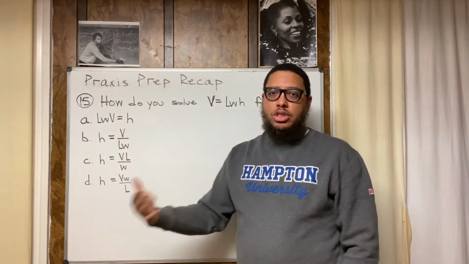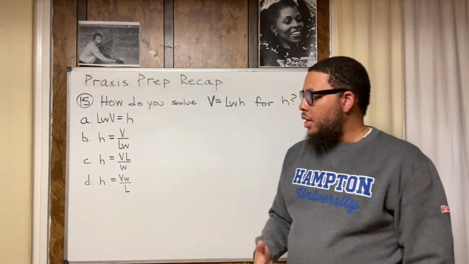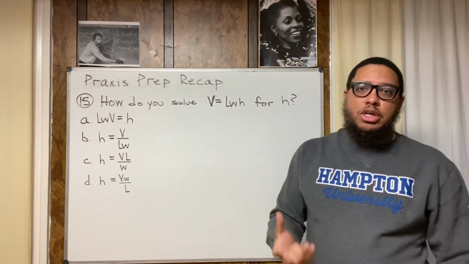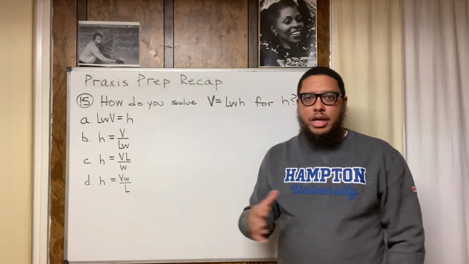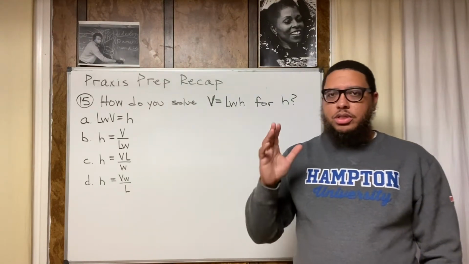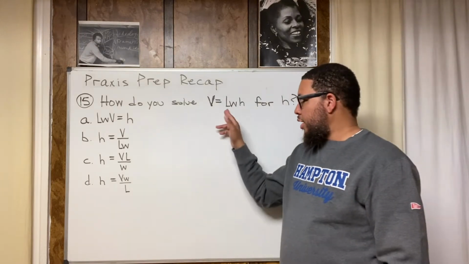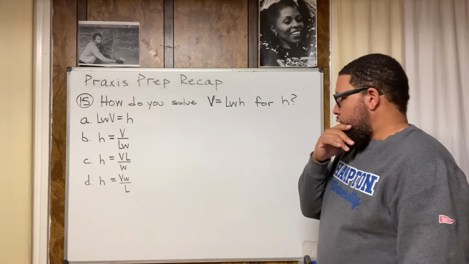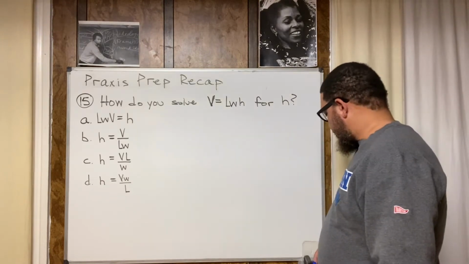Once we actually solve it using some algebra, and by the way, this is called a literal equation. A literal equation is an equation where you have all letters, or rather all variables. You have no numbers, just variables. So we got V, L, W, and H. That's called a literal equation. All right. So how do I get H by itself?